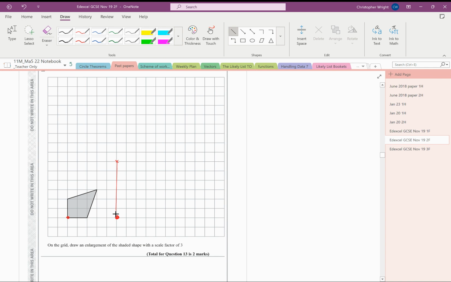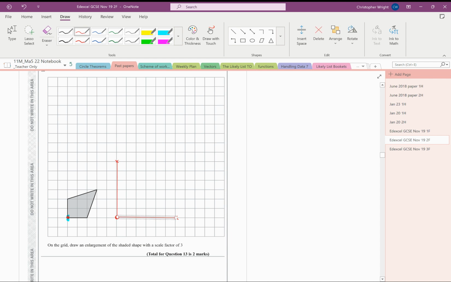So that is there. Right, now I'm going to go along now. Okay, from my starting point, along from here. Well, if I go horizontally 2, then on my new diagram, I'm going to have to go horizontally 6. Okay, so that's that one.